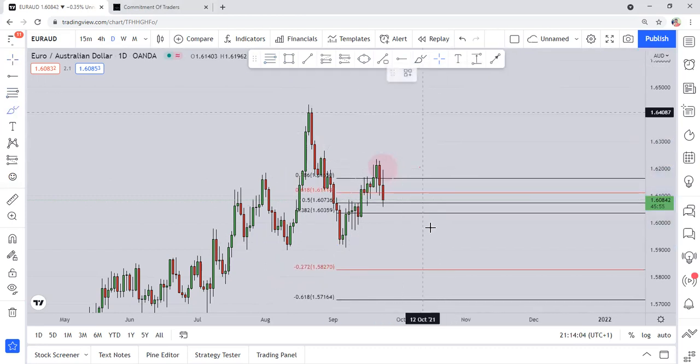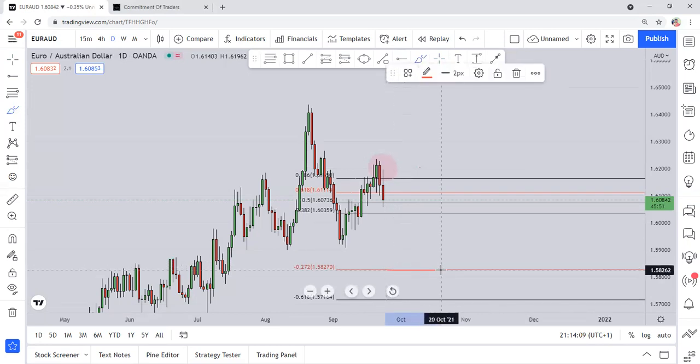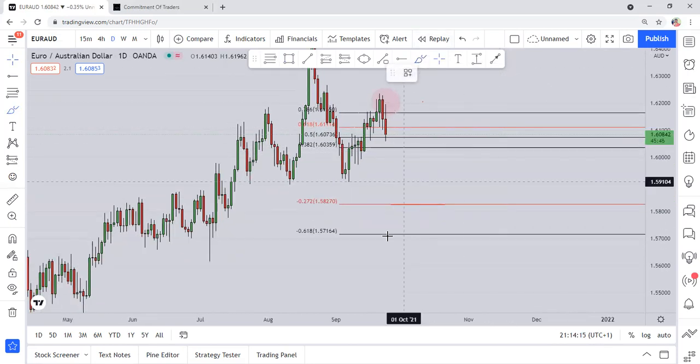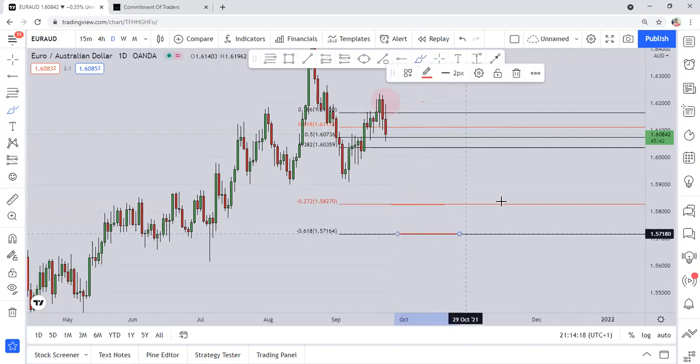So our take profit level is going to be at the minus 0.272 Fibonacci ratio, and our take profit 2 will be at the minus 0.618 Fibonacci ratio. Okay, so we're expecting the move on this pair to come all the way down to this point.